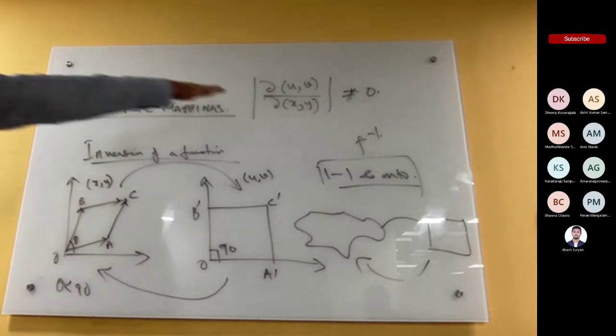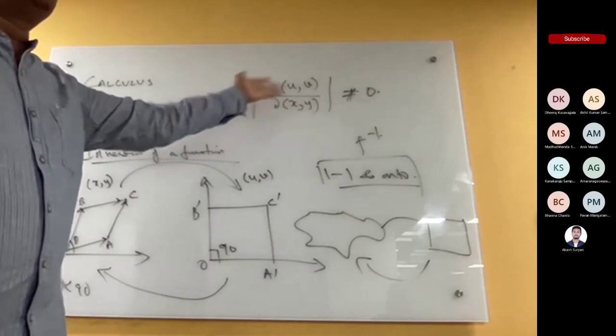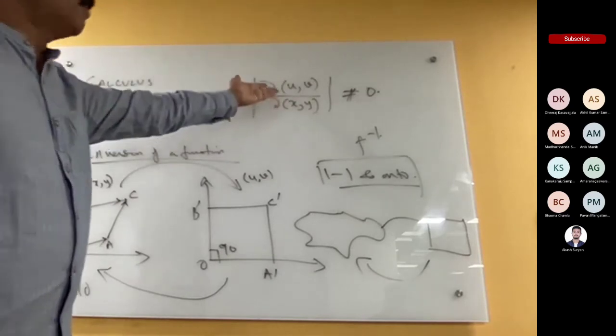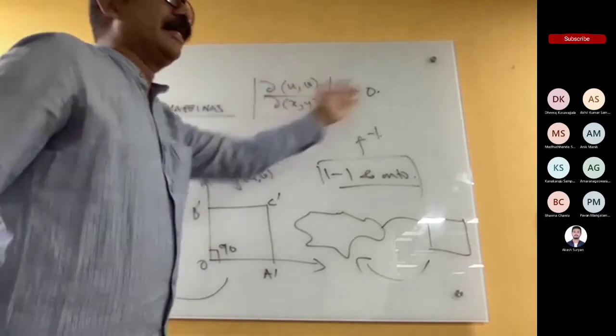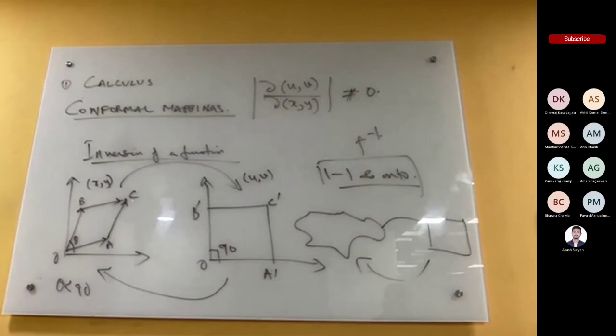See, again, don't get confused. This is a determinant. The only reason I'm calling it a Jacobian is it is not 2 by 2. It is some n by n, because I don't know what dimension u, v, x, y are. I am just saying some partial of u, v with x, y. That's all that I'm saying. So that's the only reason, okay?